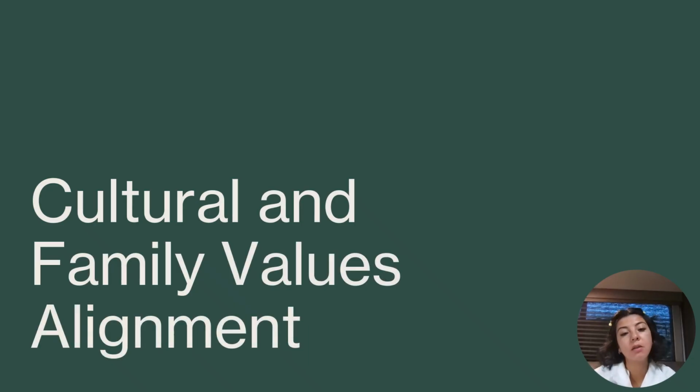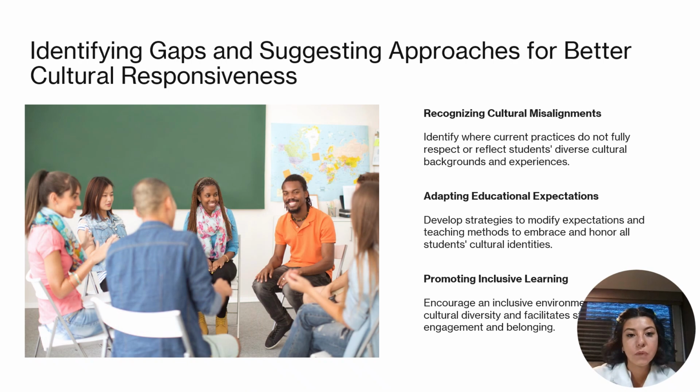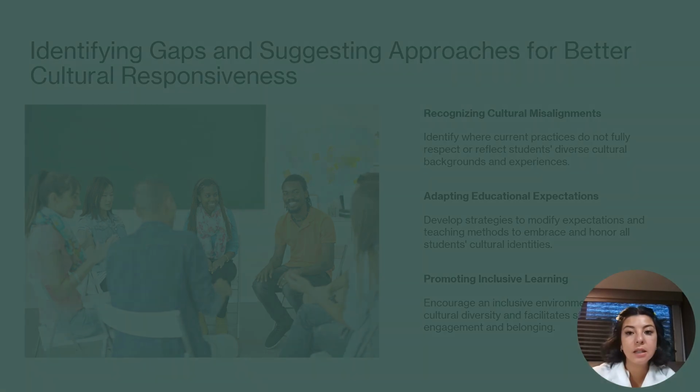This section examines how classroom expectations align with children's cultural and family background and suggests ways to enhance cultural responsiveness. Evaluate if expectations respect and reflect the diverse culture and family values of students to foster an inclusive environment. Highlight any misalignments and propose strategies to adapt expectations so they better honor and incorporate students' cultural identities.